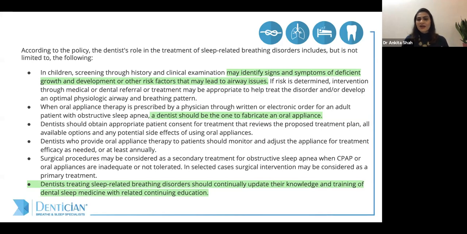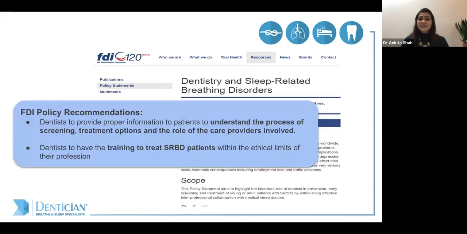We should be able to identify the signs, symptoms, and the risk factors for SDB. We are the ones who are actually going to fabricate the oral appliances and change the craniofacial growth. Dentists should keep on updating their knowledge with respect to dental sleep medicine. Even FDI in its policies is recommending that dentists should understand the process of screening and treatment, and they should know how the other caregivers are also playing an important role here. We need to have training for SDB patients.